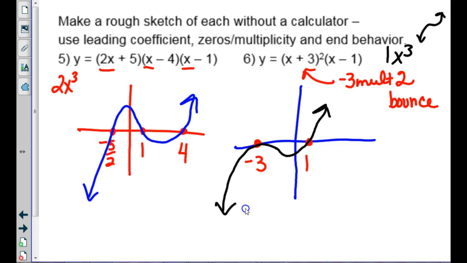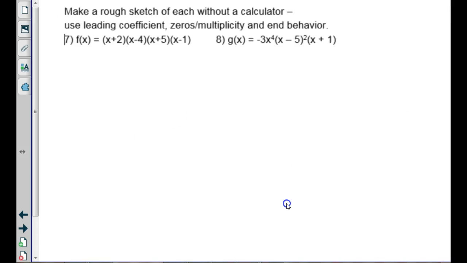Guys, I'm not going to take your calculator away from you. But you shouldn't have to type that in if all I ask is zeros and multiplicity. It's all factored for you. And you should be able to predict on your calculator what it's going to look like so you know if you typed it in right.